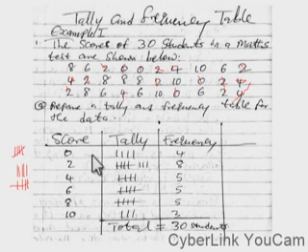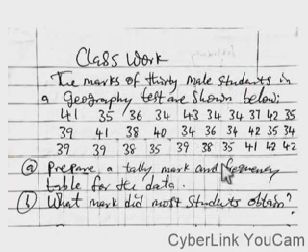Why? How many people scored 0? 4 people. How many people scored 2? 8 people. How many people scored 4? 5 people, and so on. So this is how to present a tally and frequency table. Now this is the one you have to do. Alright, you do it in your notebook, and submit it when coming to school during our next lesson.